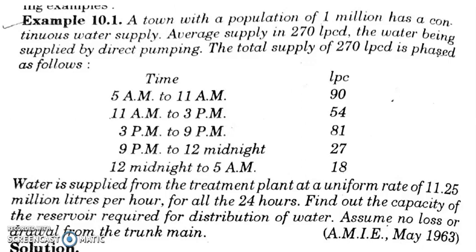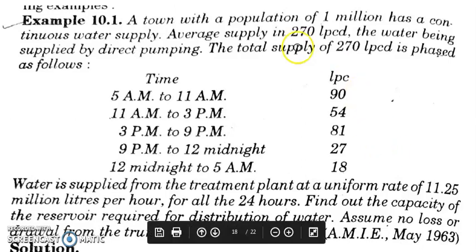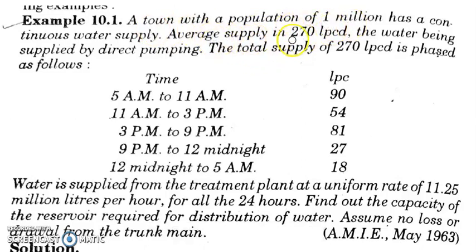Hello friends, today let's solve one problem to understand how to calculate the storage capacity of the distribution reservoir. Now there is a problem: a town having a population of 1 million, average rate of water supply is 270 LPCD, and this total 270 LPCD is phased as follows.